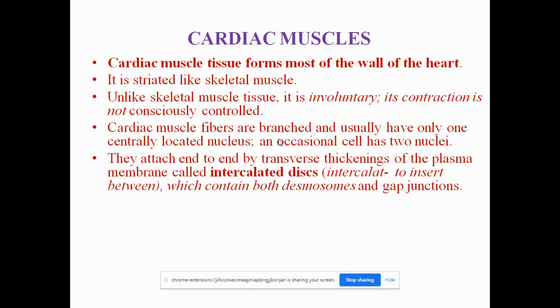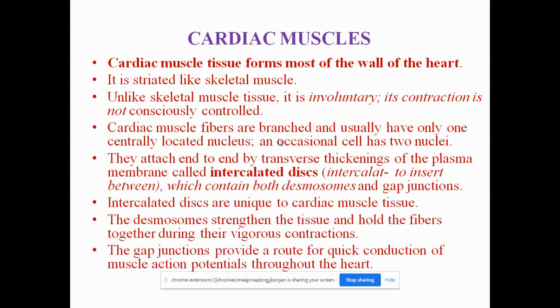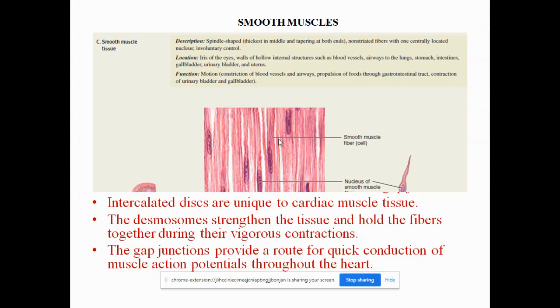They attach end to end by transverse thickenings of the plasma membrane called intercalated discs. So this contains the desmosomes and gap junctions. These intercalated discs are very much unique to the cardiac muscle tissue. The role of the desmosome is to strengthen the tissue and hold the fibers together during their vigorous contraction. The gap junctions provide a route for quick conduction of muscle action potential through the heart.